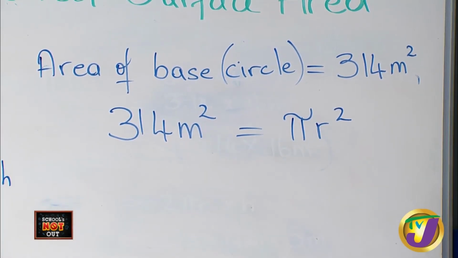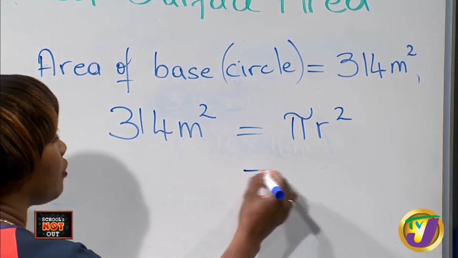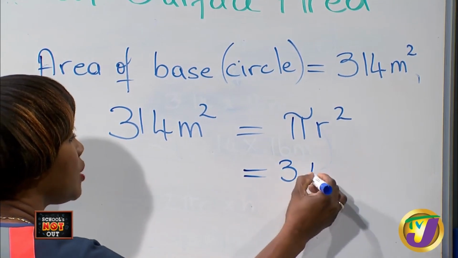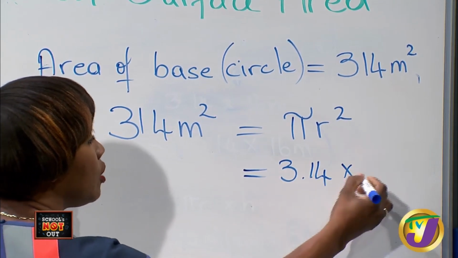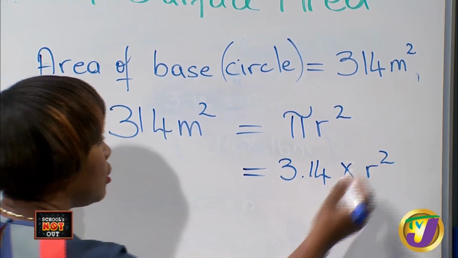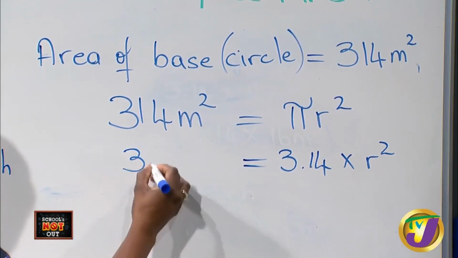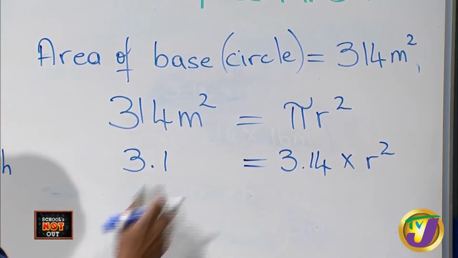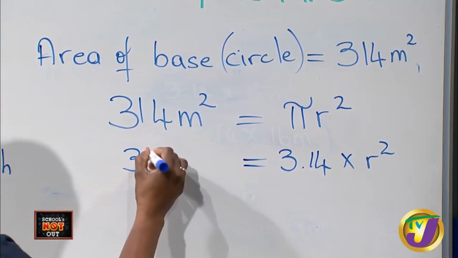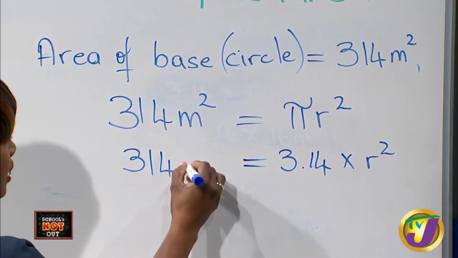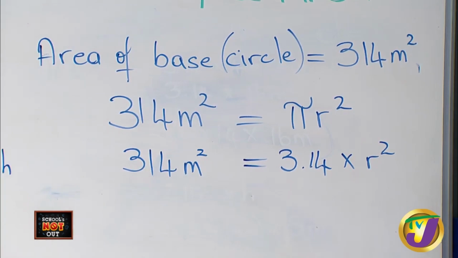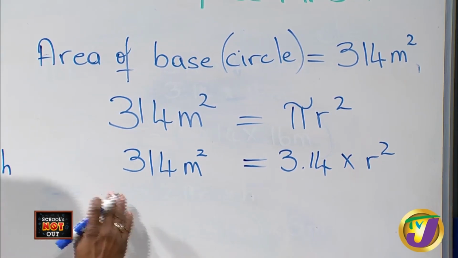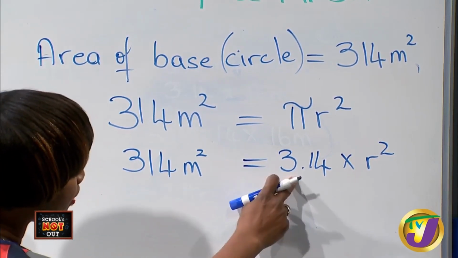So we're going to transpose. We already know that the value for pi is 3.14. We don't have a value for r. We place it back. That's not right. It's 314 squared meter. Excuse me. Now let's look.